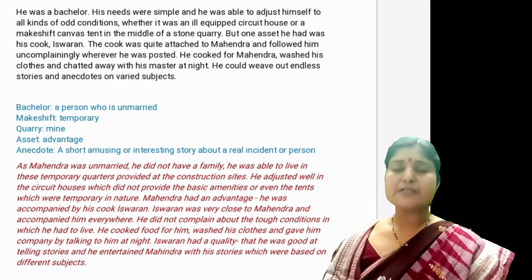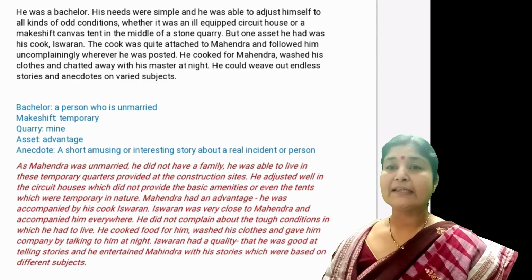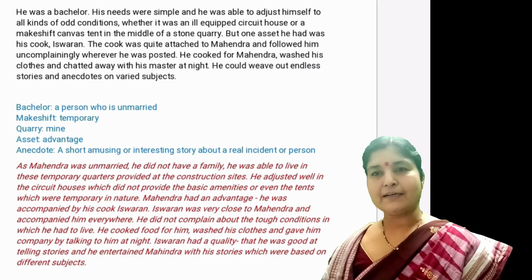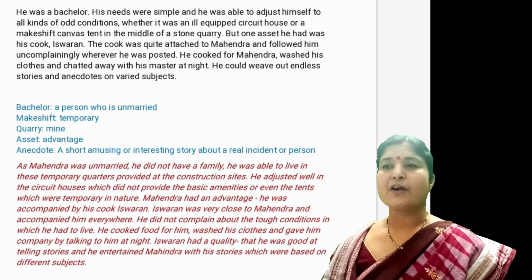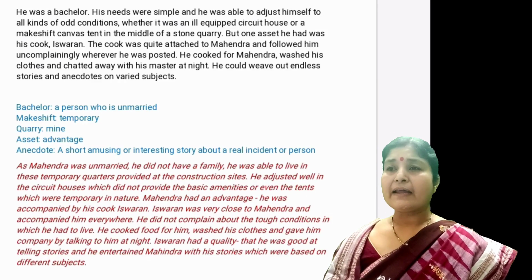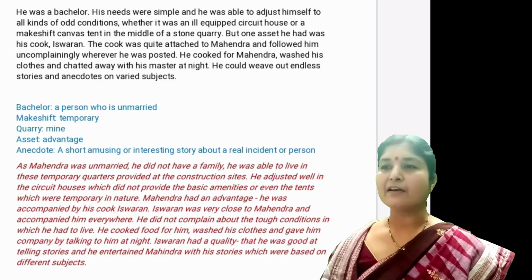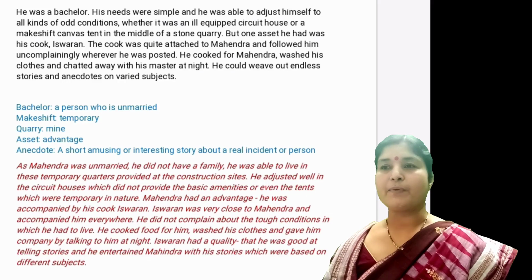So in this paragraph, you will find many difficult words. First one, that is bachelor. So what is bachelor? A person who is unmarried is a bachelor. Makeshift means temporary. Quarry means mine. Asset means advantage here. Next, anecdote. Anecdote is a completely new word to you students. Anecdote means a short, amusing or interesting story about a real incident or person.